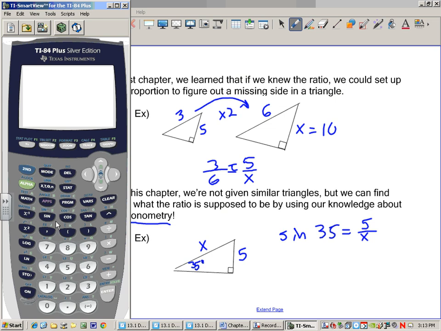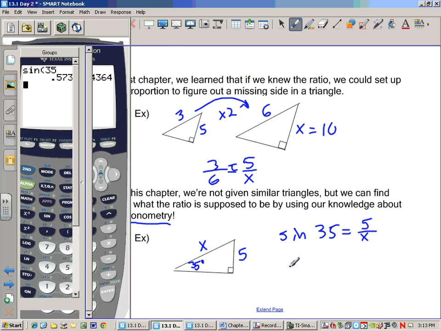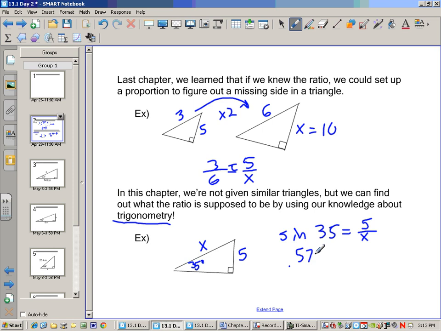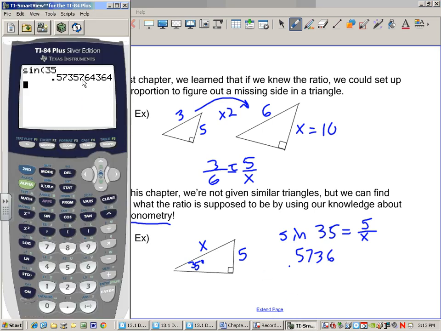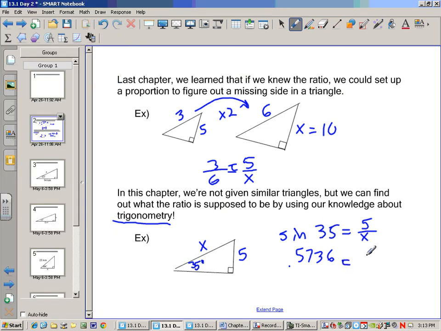I can just type into my calculator sine 35, and it tells us that that is 0.5735, or actually 0.5736, because we have to round that last one up. And so that is equal to 5 over x.